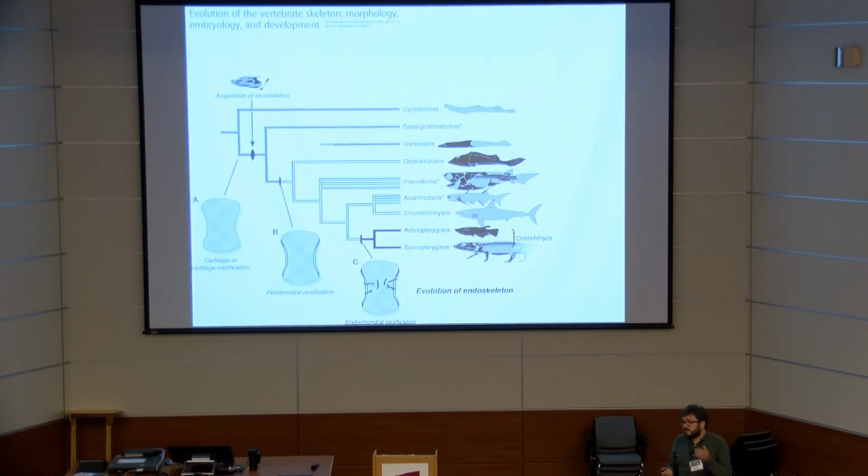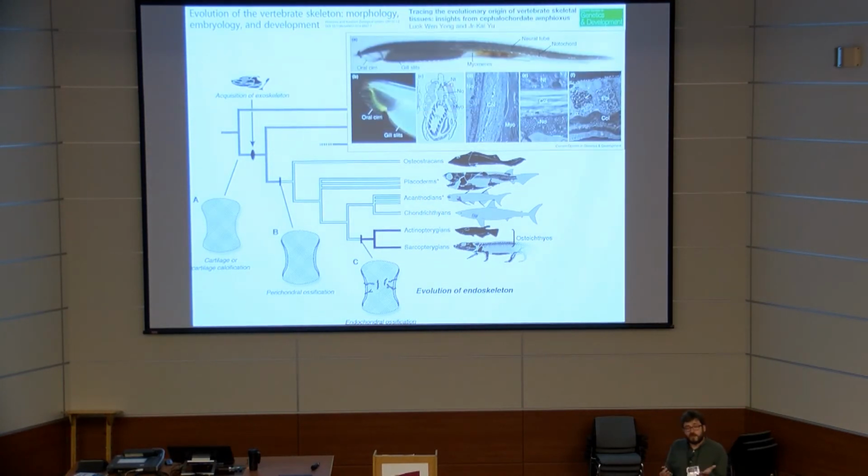And it's very likely that the vertebrate skeleton also evolved by the calcification of an organic scaffold. And this has gained even more evidence recently by the identification of a collagenous skeleton in the cephalochordate amphioxus. So this is the collagen just here.